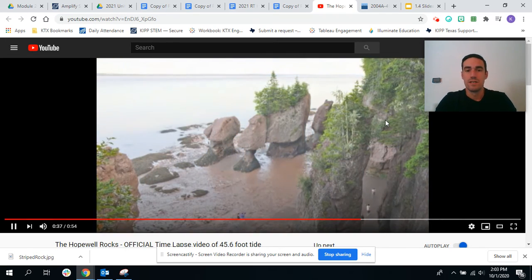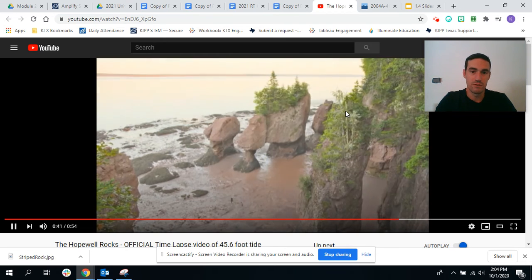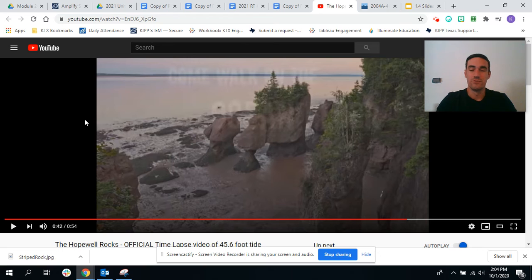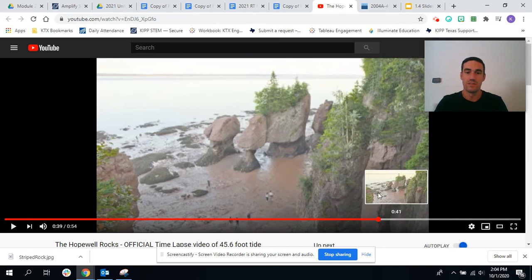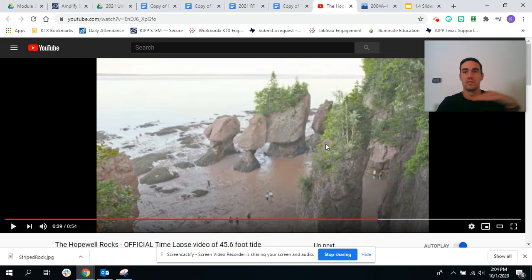Now, watching that video of almost 24 hours, do you ever actually notice the rock change? Probably not, right? I don't see any actual change in that rock from when the water goes up to when the water goes down. But clearly, there have been changes to that rock because of the water, and I can see that in the actual line that's formed in that rock.